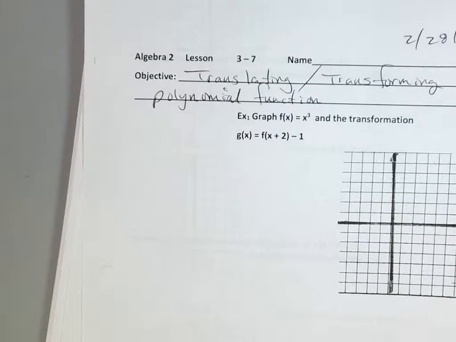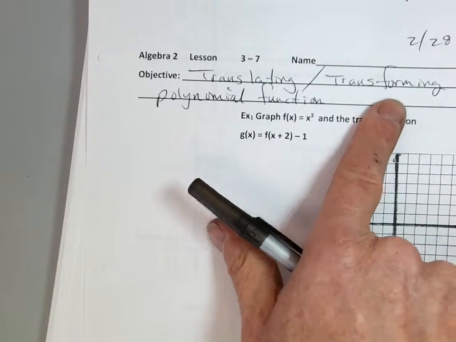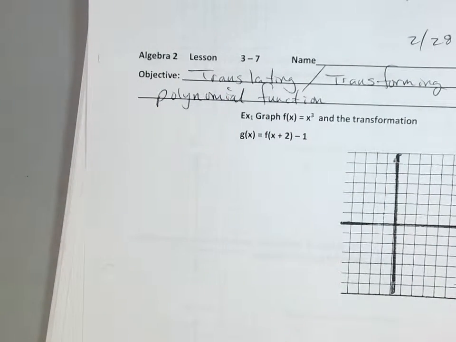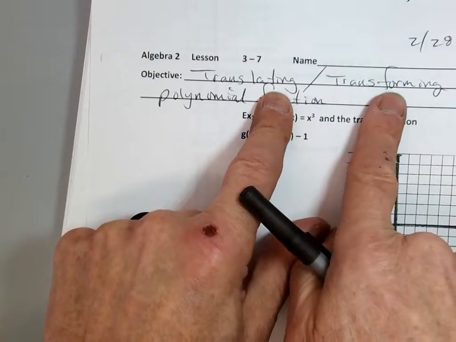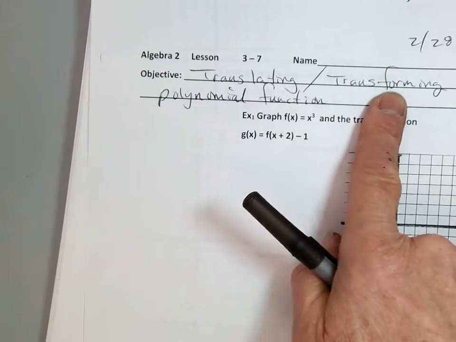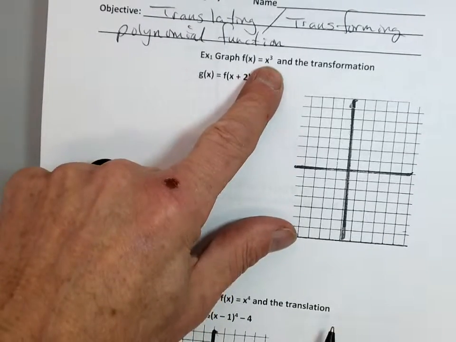I don't care if you guys know these fancy words, but I'm going to throw them at you anyway, so that one day when you're in college and some professor throws these terms in, you're going to say, translating just means moving. And transformation, remember like the Transformers? Transformation means to change it. That means its shape changes. So translating just means to move. A transformation means it's a shape change. Got it? Polynomial functions. Okay, so first of all, here's f of x, x cubed.